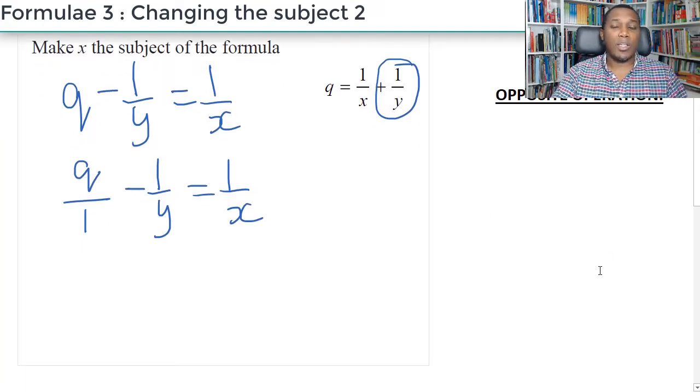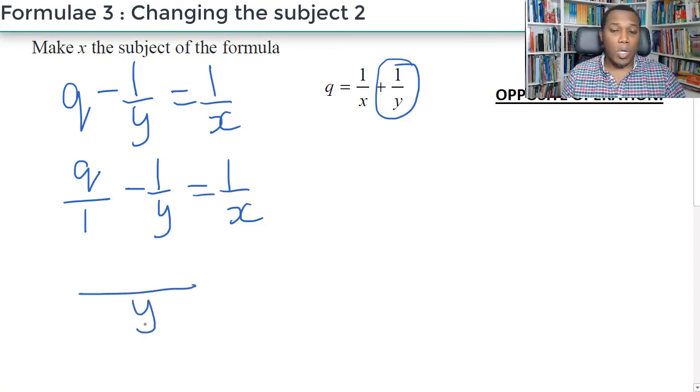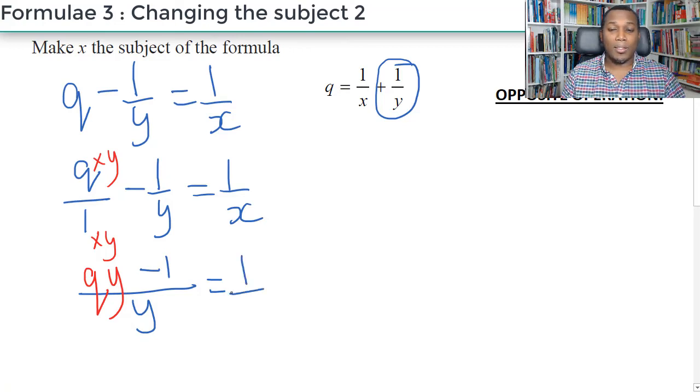So the denominators are different. I need to make the denominators the same. So I want the lowest common denominator and the lowest common multiple. And well, 1 goes into everything. I want Y. So the denominator we're going to use is Y. And then you ask yourself, what did you multiply 1 by to get Y? It's Y. So Q has to be multiplied by Y. So I get QY. And then 1 on Y is going to still be 1 on Y. Now I have a single fraction. QY take away 1, all divided by Y, is equal to 1 on X.